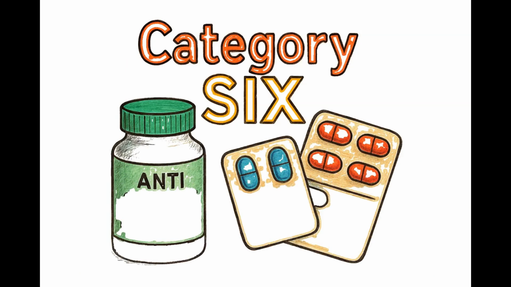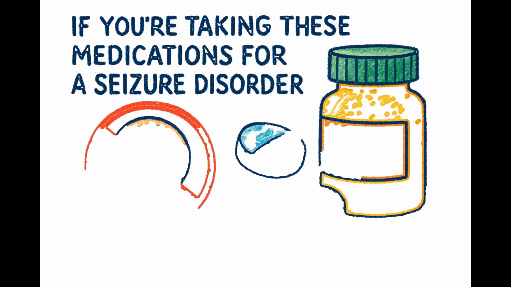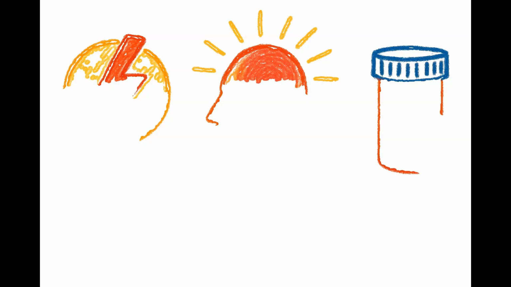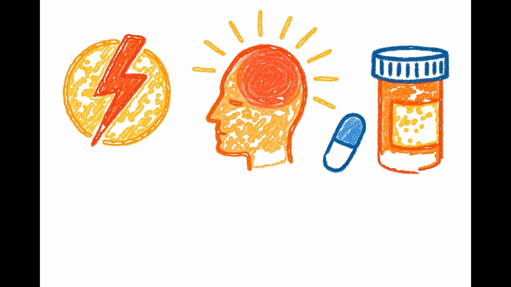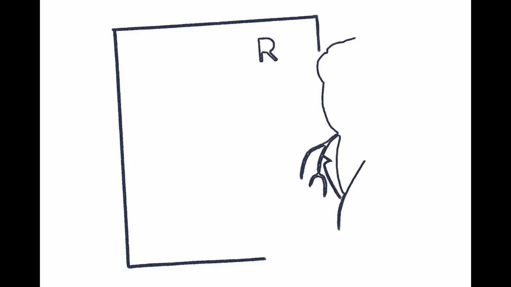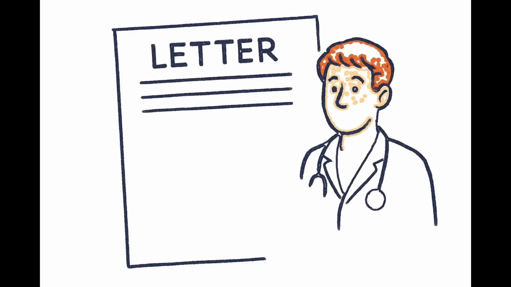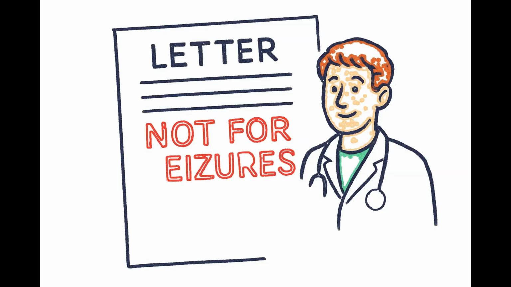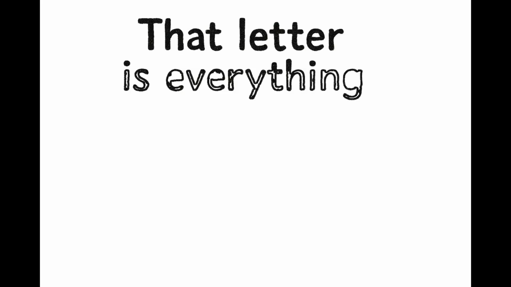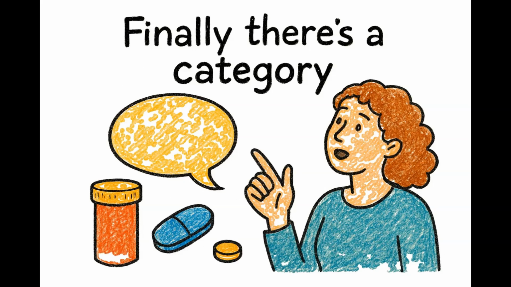Category 6 is anti-seizure medications. This one is tricky. If you're taking these medications for a seizure disorder, you are generally disqualified. However, many of these same drugs are used for other conditions like nerve pain, neuropathy, or migraine prevention. If that's you, you absolutely must have a detailed letter from your doctor explicitly stating the medication is not for seizures, that you have no history of seizures, and that the medication does not impair you. That letter is everything.